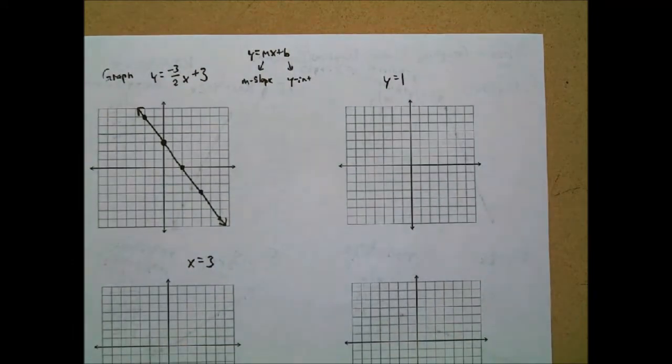Now, believe it or not, y equals 1 is in slope-intercept form. It is. But I'm not going to have us worry about that for right now. Let's go back to our old strategy of a table.